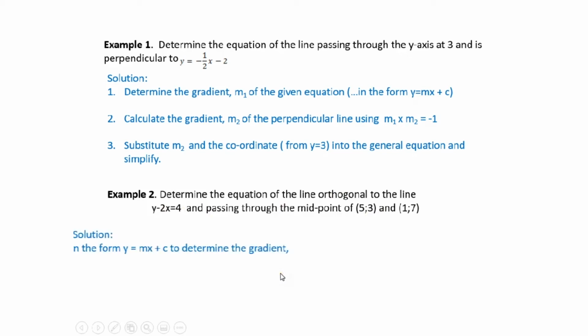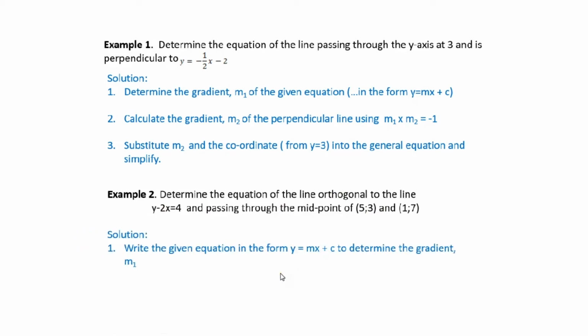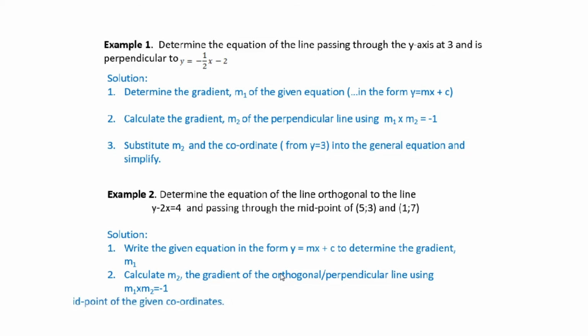So there are a couple of things that we need to do here. First, we have to determine the gradient of the given equation. But of course, we have to write it in the form y is equal to mx plus c. After that, we have to determine the gradient of the line which is perpendicular to the given line. After that, we need to determine the midpoint of the given coordinates.